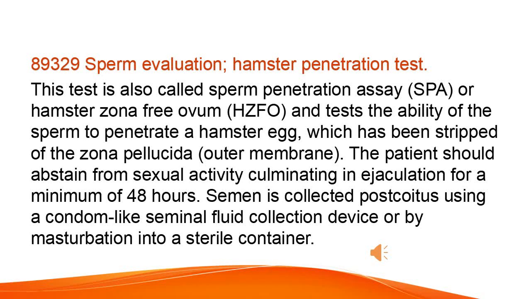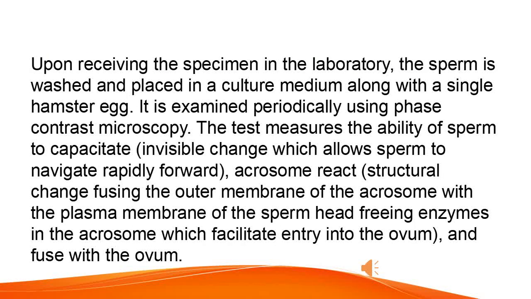The patient should abstain from sexual activity culminating in ejaculation for a minimum of 48 hours. Semen is collected post-coitus using a condom-like seminal fluid collection device or by masturbation into a sterile container. Upon receiving the specimen in the laboratory, the sperm is washed and placed in a culture medium along with a single hamster egg. It is examined periodically using phase contrast microscopy.